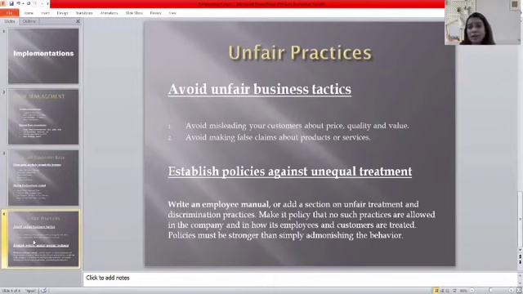Lastly, establish policies against unequal treatment. Write an employee manual or add a section on unfair treatment and discrimination. Make it policy that no such practices are allowed in the company, including how its employees and customers are treated. Policies must be stronger than simply admonishing the behavior. To treat equally, you have to respect everyone, and the other person has to respect you as well.